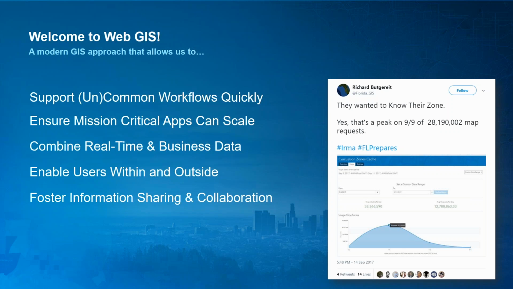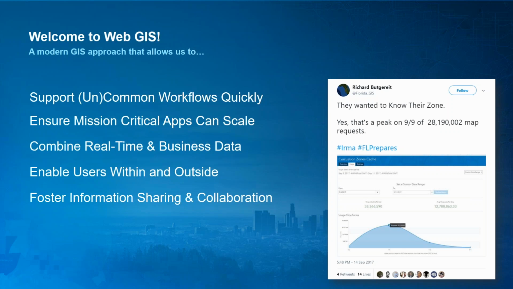And the second part is we want to make sure that WebGIS allows any of those mission critical apps, the things that cannot fail, to actually scale. You see on the right-hand side a tweet that came out of the state of Florida from Richard Bucktright, and he said they wanted to know their zone. This was the Know Your Zone evacuation area, where people could type in an address in the state of Florida as Hurricane Irma was bearing down and ask, what zone am I in, and should I evacuate or not? You see that number there, almost 28 million map requests at peak on September 9th.